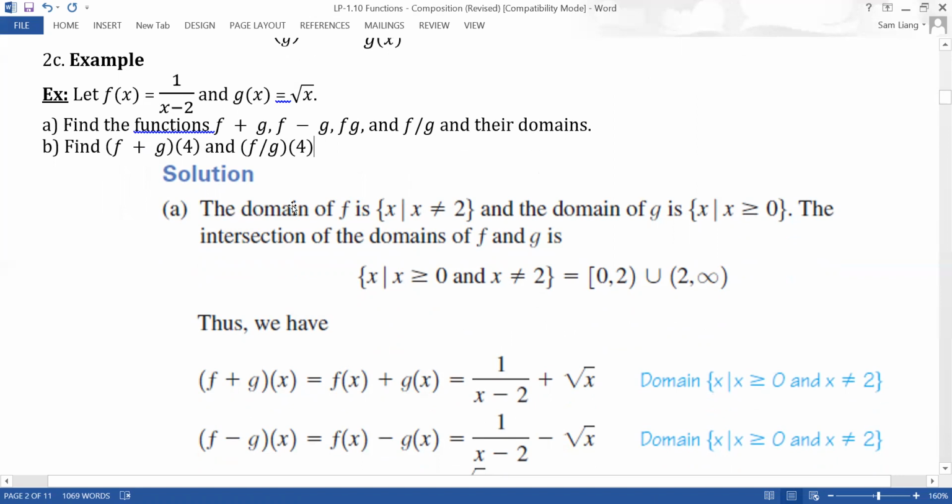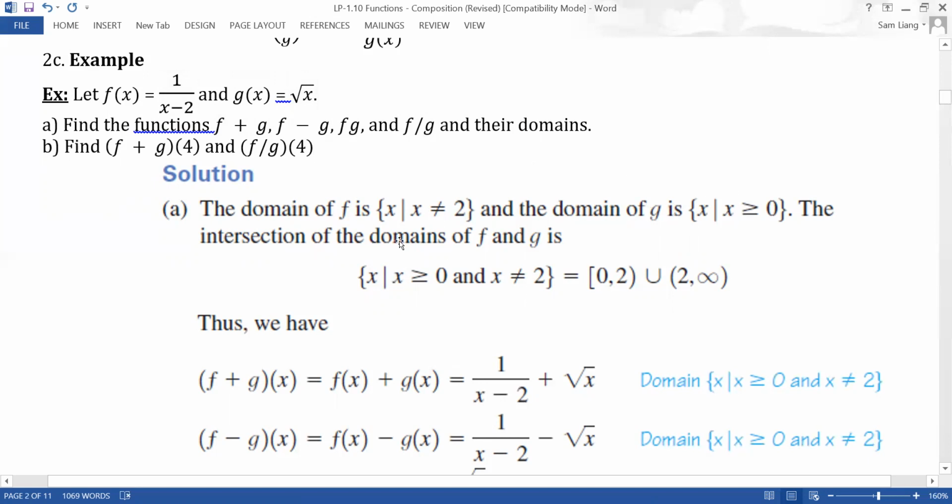Part A, so the domain of f is x such that x is not equal to 2. So that's this part, right? Okay, so x can't be 2 in this function. And the domain of g is x has to be greater than or equal to 0. So that's that square root function, right? It has to be positive or 0, otherwise you're going to get complex numbers, which we can't allow in the domain.